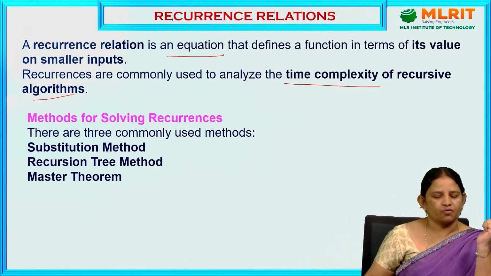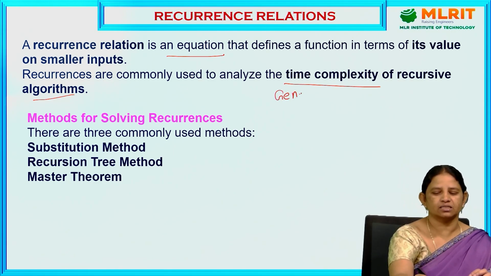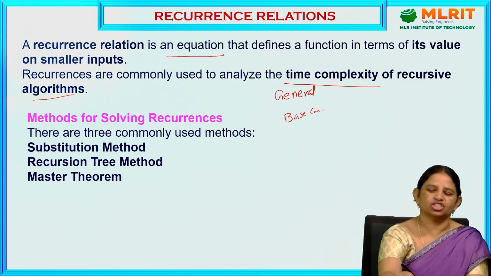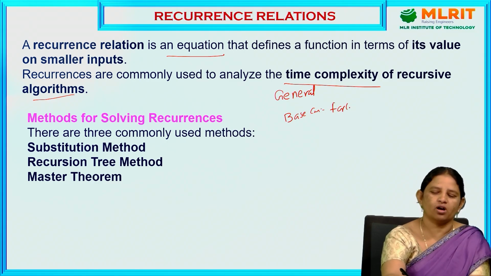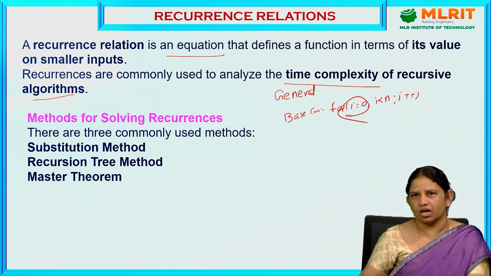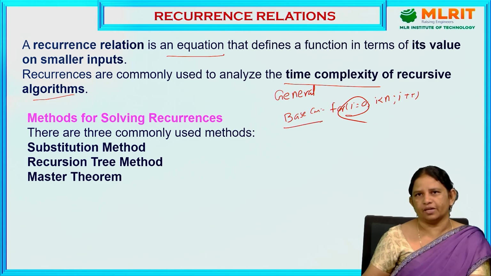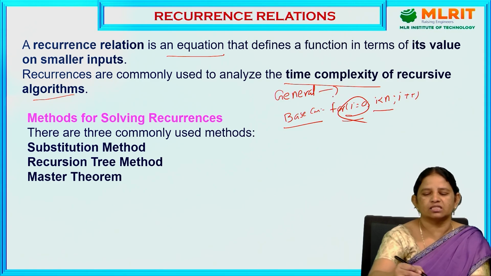In the case of a recursive algorithm or a recurrence relation, it consists of two cases. One is called the general case. Another one is the base case. Base case is nothing but the initial condition. For example, for i equal to 0, i less than n, i plus plus. That i equal to 0 is called initialization, or the starting value. The starting value is called the base case, and we have to repeat the for loop up to n, that is called the general case.